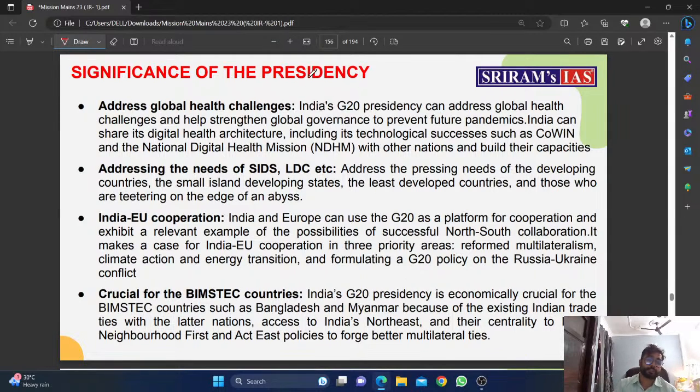Then guys, another significance of this presidency is the address of the global health challenges. Now, what are the global health challenges? First of all, we have just come out with COVID. In the post-COVID era, the countries are working to strengthen their resilience against future pandemics. In this aspect, India can play an important role, because India can share its own digital health architecture. Like, India is a country that has delivered free vaccines to the world.